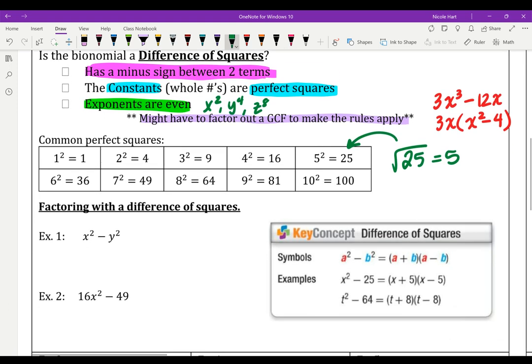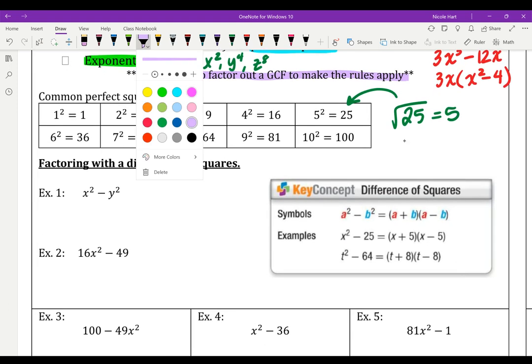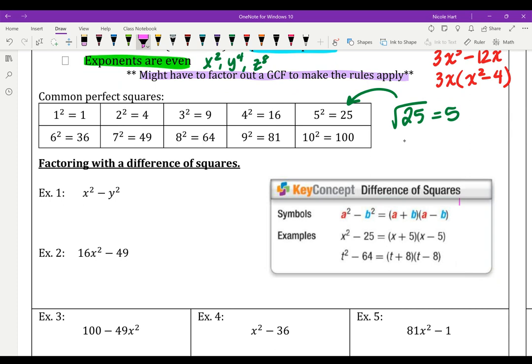All right, getting down to the actual business of factoring these. When we factor a difference of squares, our answer, what we are looking for, is going to have one addition symbol and one subtraction symbol. So it's going to be two sets of parentheses, two binomials, one with addition, one with subtraction, but with everything else the same. So whatever letters or numbers are going to be the same.